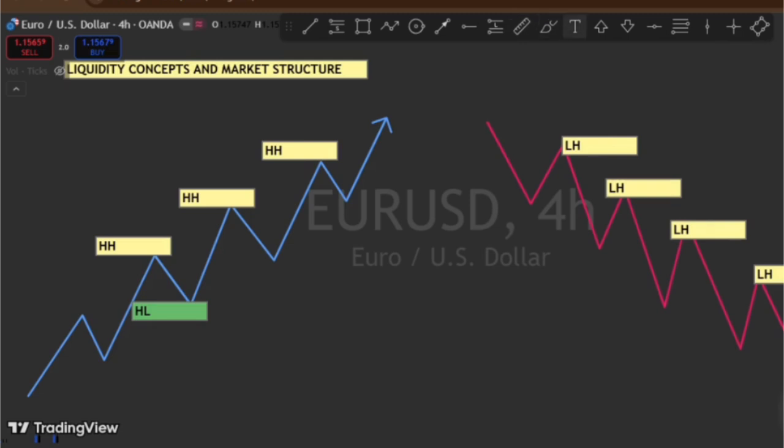So let's say this is low, this is lower low, lower low, lower low.